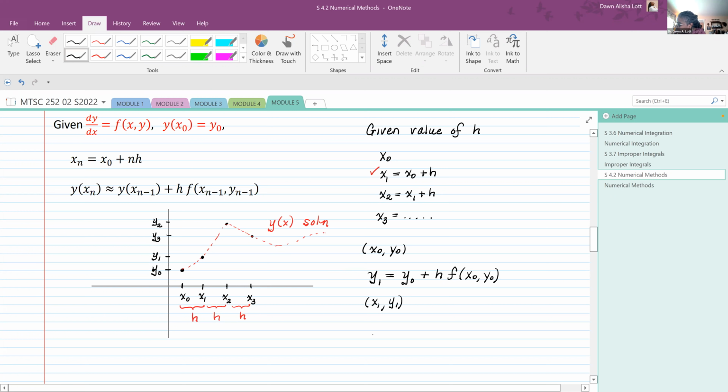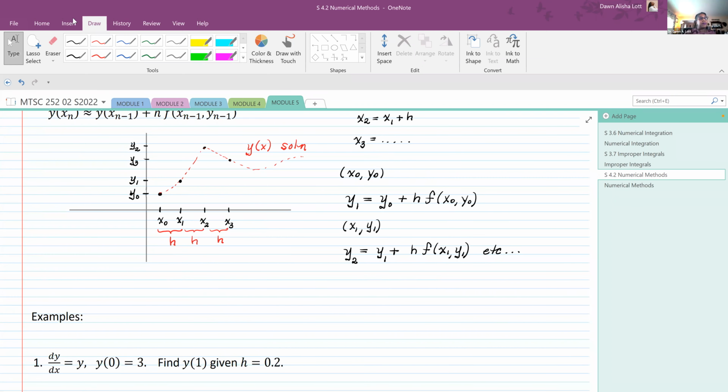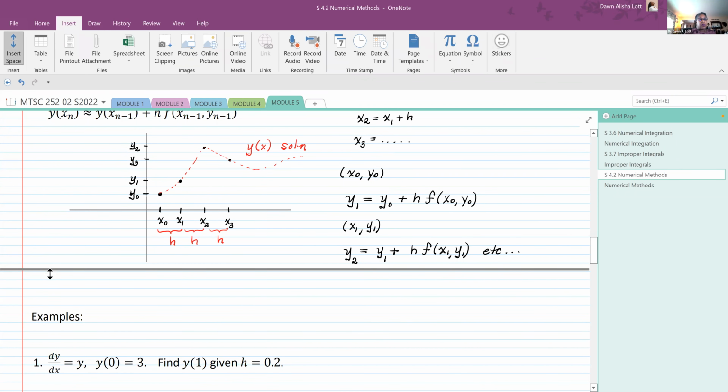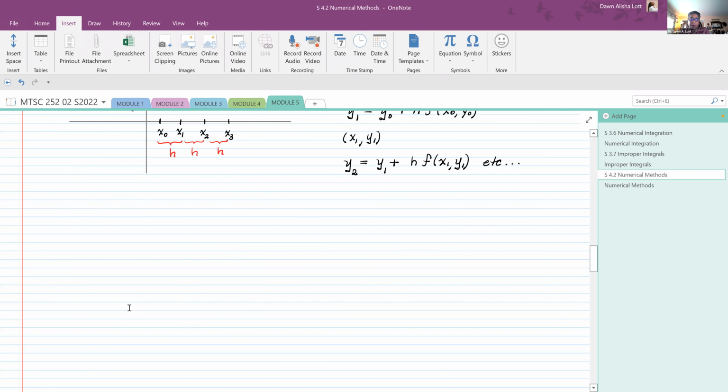And then I'm going to find y2, which is y1 plus h f of x1, y1, and then we're going to keep going. So why does this work? Okay, well, here's why it works. We're going to go way back again to calculus, and we're going to look at the definition of the derivative. So here's how we end up with Euler's method.